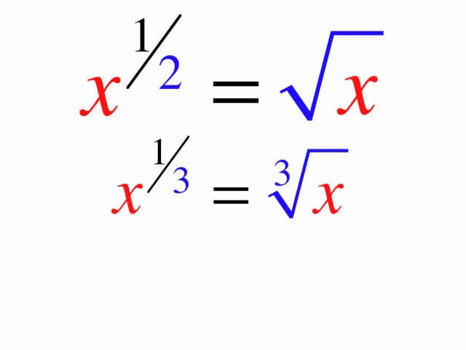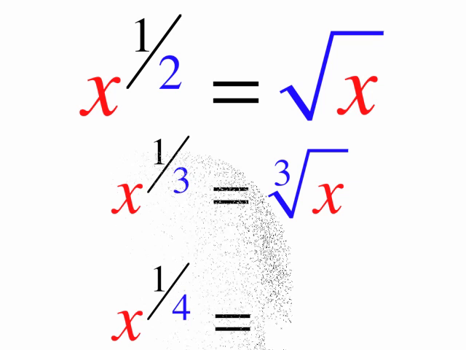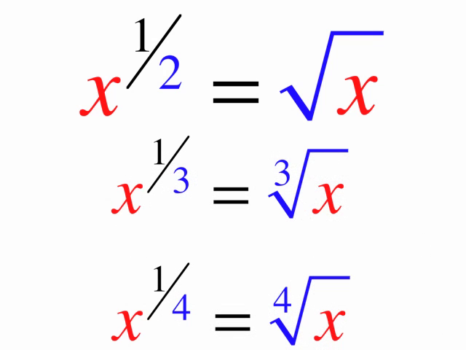Similarly, if you see x to the 1/3 power, that can be rewritten as the cubed root of x. The index is 3 in this case. And if you see x to the 1/4 power, that can be rewritten as the fourth root of x.